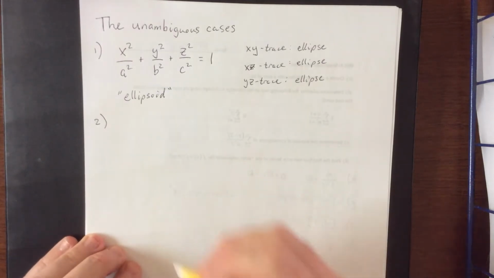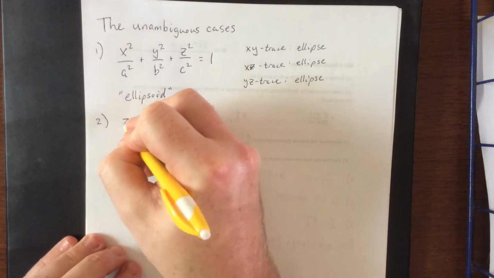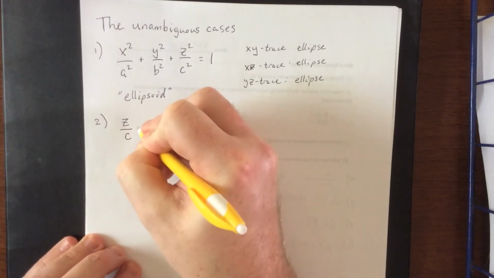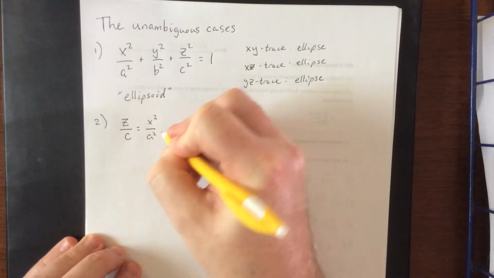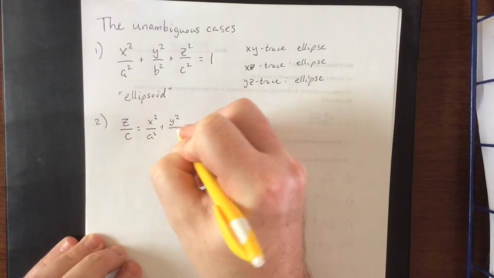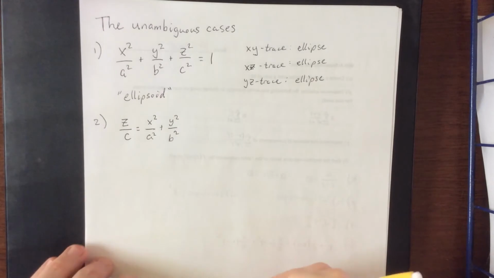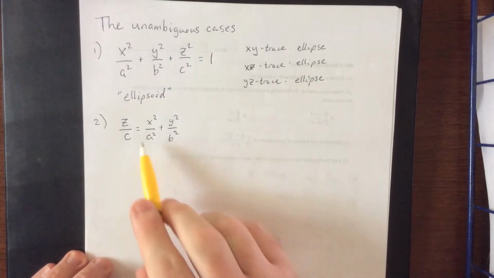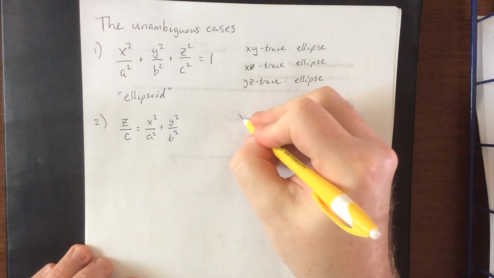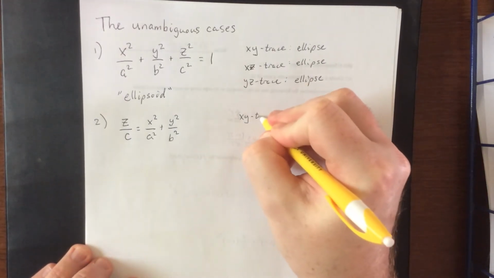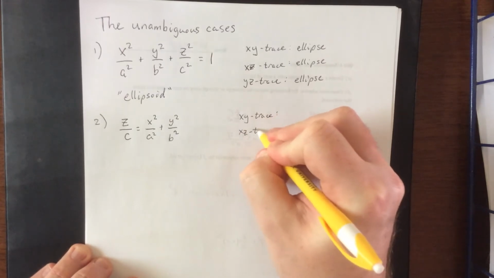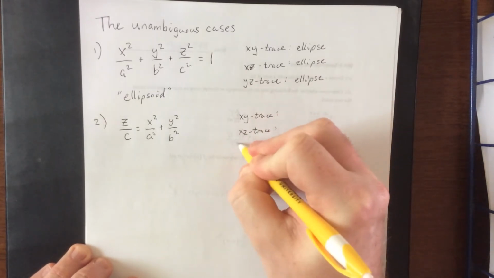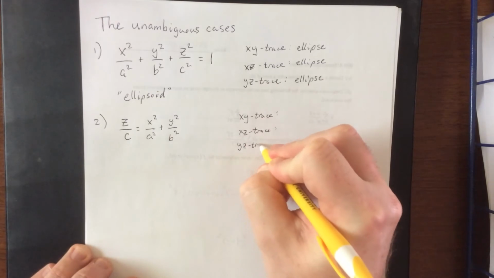The second unambiguous case. Now, as a reminder, I'm giving all of these with an orientation about the z-axis. So next one, we're going to allow the z variable to be on one side, and the other 2 variables are squared on the other side. Once again, I'd like to look at the traces. Xy trace, xz trace, and the yz trace.